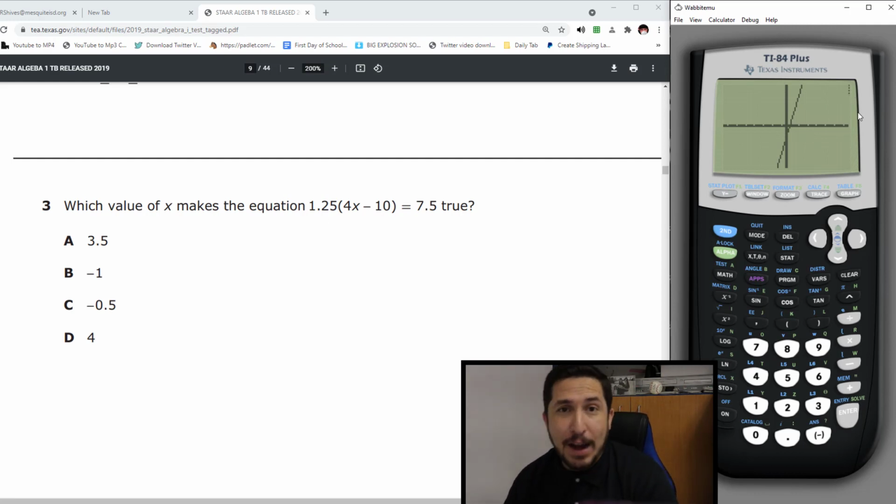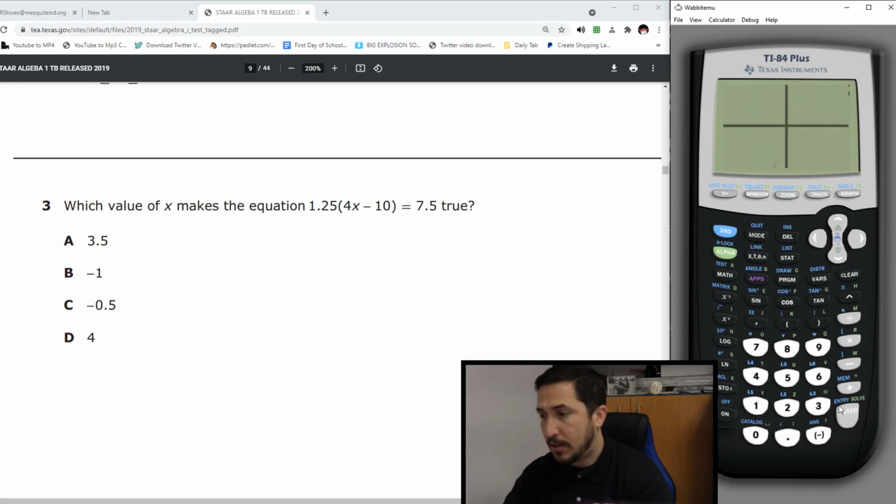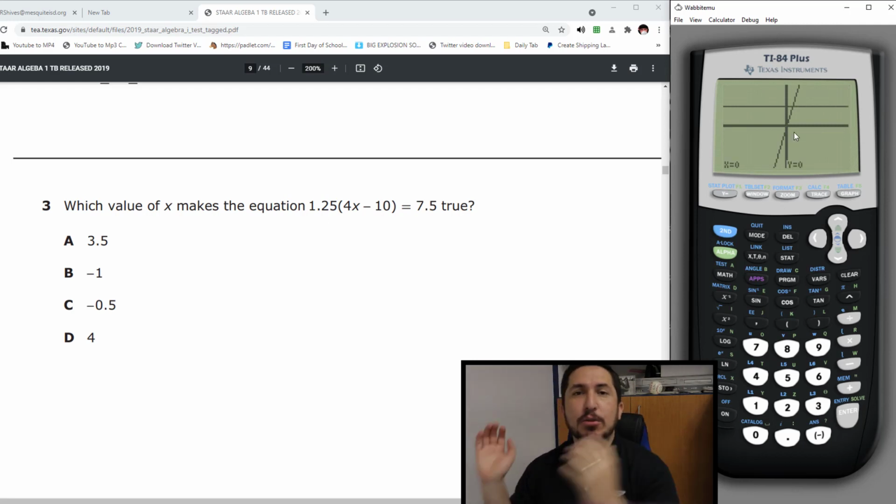You'll be waiting forever and nothing's going to happen. So make sure that you don't have these little dots showing. Hit enter. Okay, good. No, I still don't see it. So I'm going to hit zoom 3 again. Zoom 3, enter. There's one line. There's the other line.